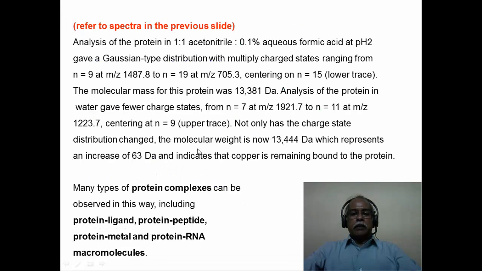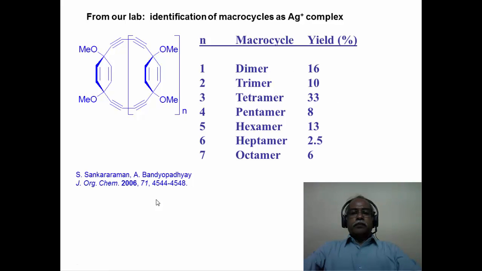Many types of protein complexes can be analyzed and observed under electrospray ionization mass spectrometry, including protein-ligand, protein-peptide, protein-metal, and protein-RNA macromolecular associated systems. Now let us give an example from our own research from our laboratory.